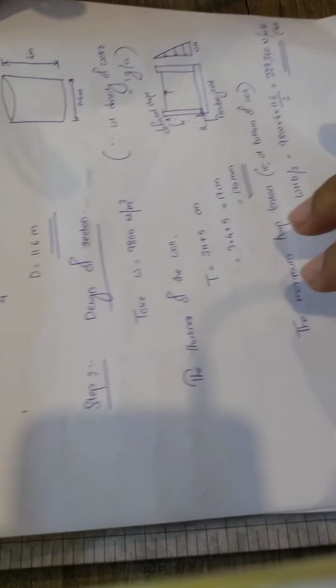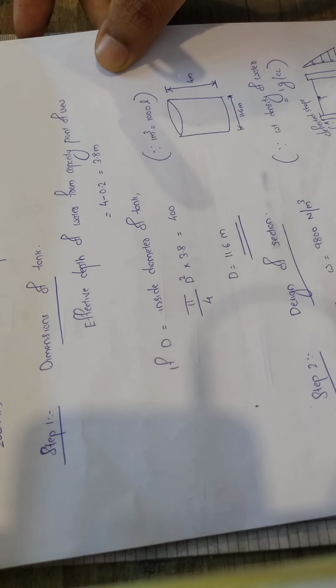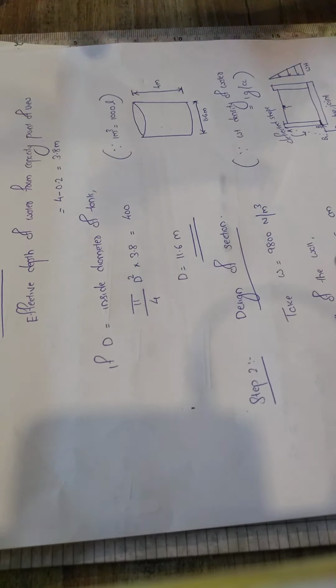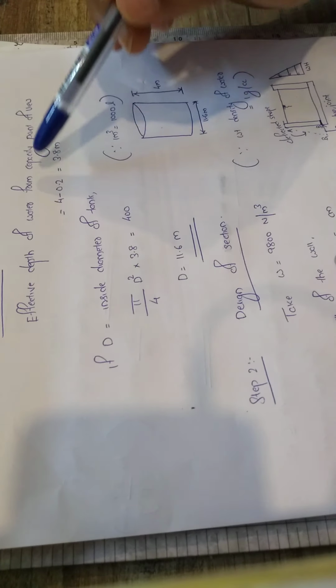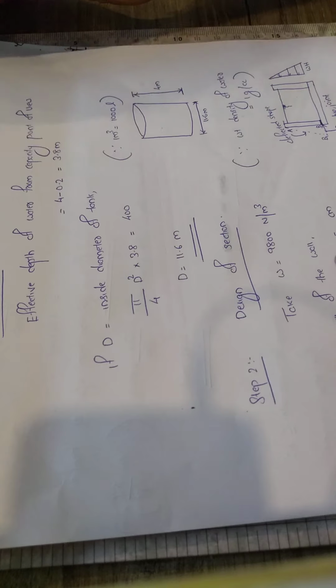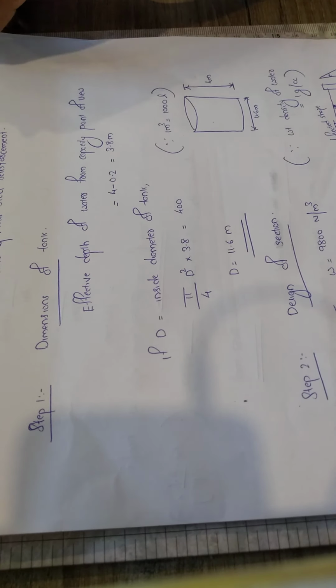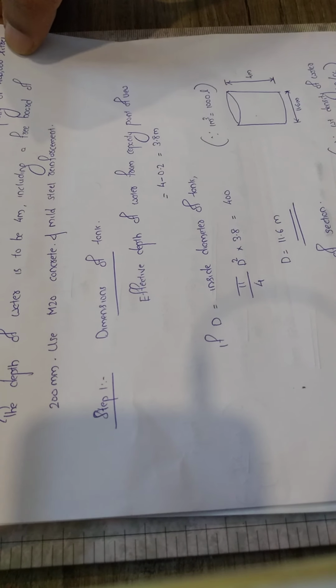Okay, so the first step is to find out the dimension of tank. We know the effective depth of water from capacity point of view. That means in the question it is given 4 meter depth, including a freeboard of 200 mm. So in effect, the water depth will be only 3.8 meter. The 200 mm is freeboard.